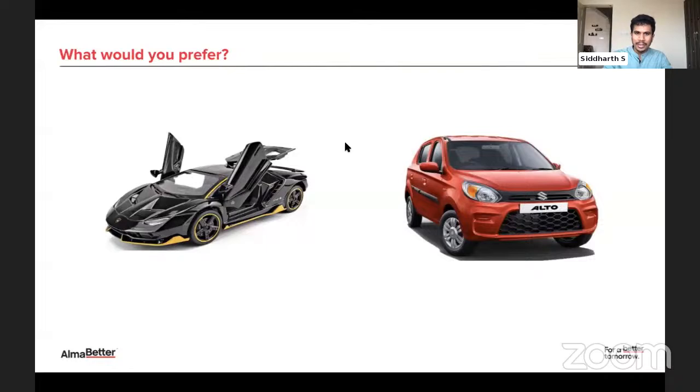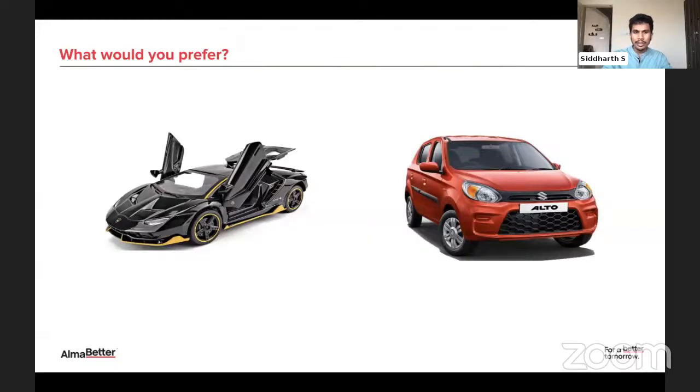Yeah, many people are saying A. There are some people who said the red one also. But I can see a lot of A's over here. That's interesting actually. Even I would probably have preferred A, but let me get back to you at the end of the session on why this is so important for a data scientist.